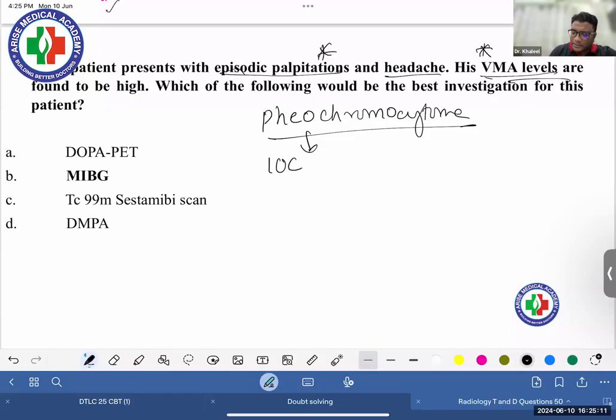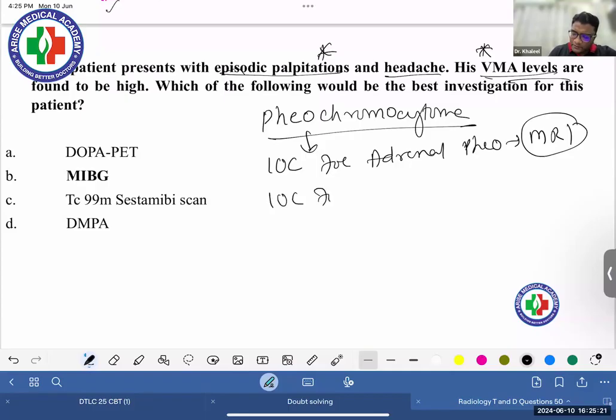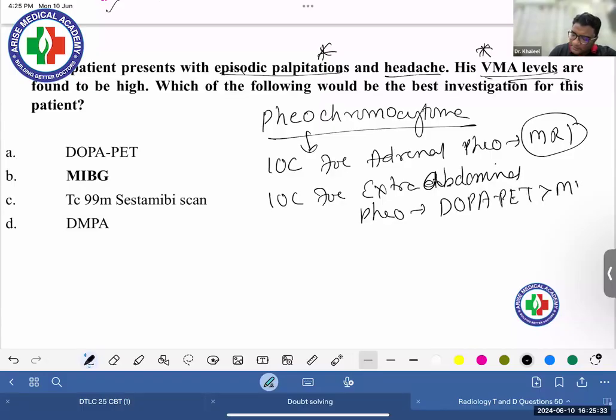Please remember, the investigation of choice for adrenal pheochromocytoma is MRI. Whereas the investigation of choice for extra-abdominal pheo is dopa PET, better than MIBG. So the answer should be dopa PET. If dopa PET is mentioned, that is not MIBG, dopa PET. Okay, we'll correct this up.